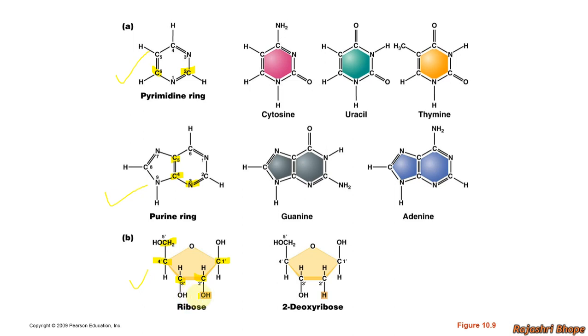Now here you can see at 2 prime and 3 prime hydroxyl groups are present. Here this is 2 prime deoxyribose. The OH group is absent. Normally this is the ribose sugar where the OH group is present. Here this oxygen is removed, therefore it is deoxygenated. So it is 2 prime deoxyribose sugar present in the DNA molecule.